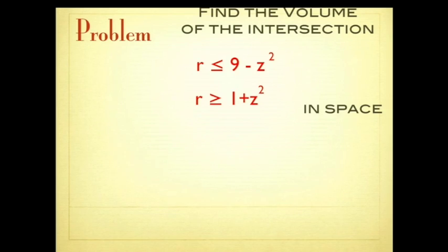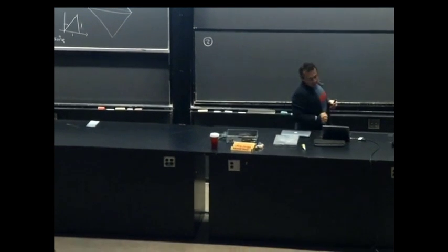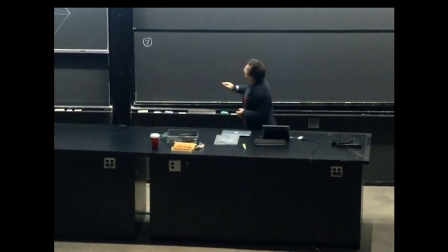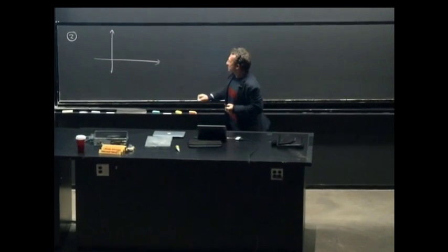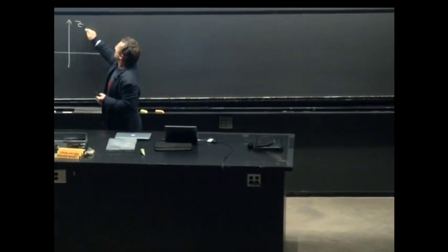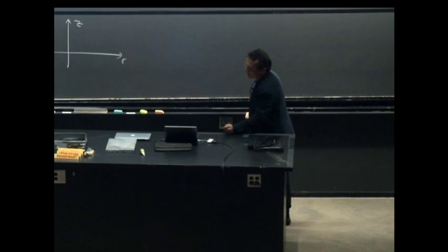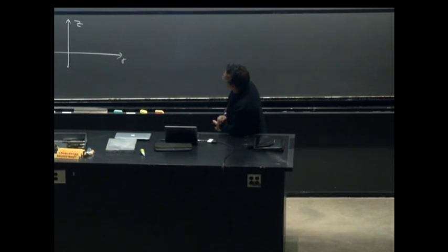It's the second problem, and I want to go through with this computation. So we have, again, a volume problem, but we have an intersection of two surfaces here, two paraboloids. We want to set up the integral here again for this problem. So this is r, and this is z. And so what is given? So r is equal to 9 minus z squared. How does that look like?